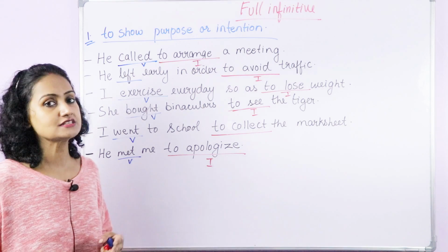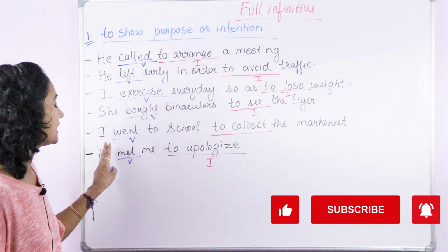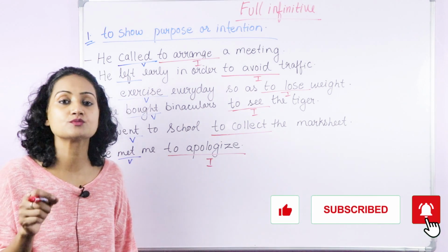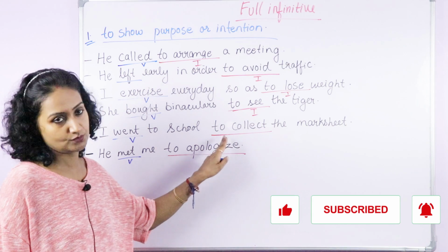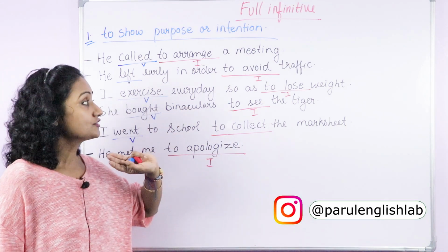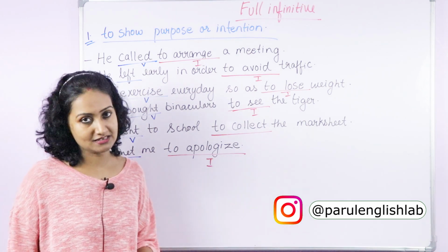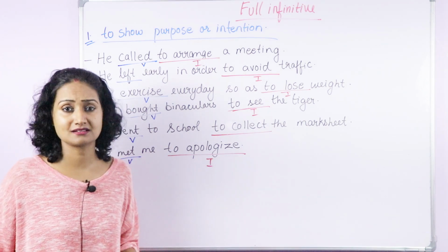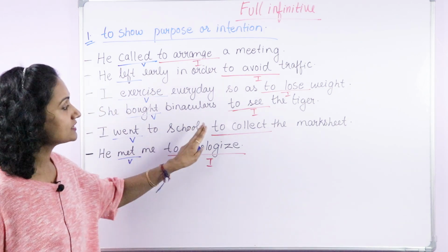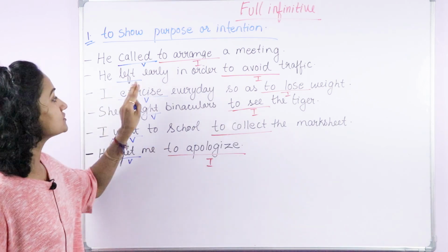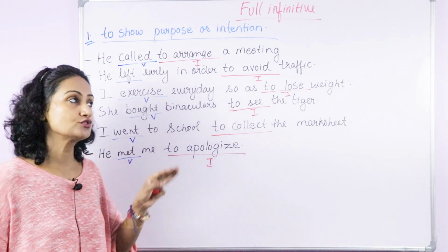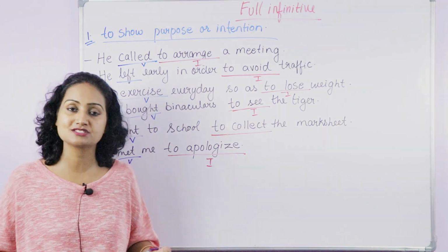Now you can make negative sentences also here. For example, I went to school not to collect the mark sheet. What you have to do, you just have to put the word not before to. This is what you have to do, okay? I exercise every day so as not to lose weight, okay? I do it because I like it. I'm not doing it to lose weight, okay? She bought binoculars not to see the tiger. He left early in order not to avoid traffic. So not will come before to, and this way you can make a negative sentence also.